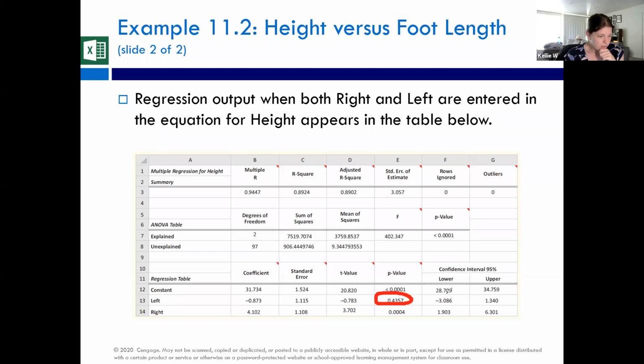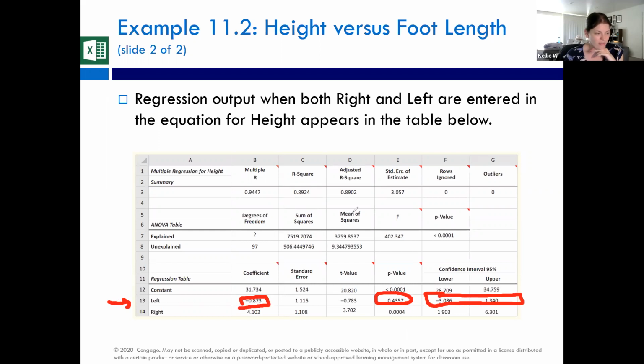Ooh, look at our confidence interval here. Look at -3 to 1.3. 0 is included in our interval. That's a bad sign too. It's telling you you could probably drop this variable. And then the coefficient is negative. We would not have expected that because we're trying to imply that the larger your feet are, the taller you are.